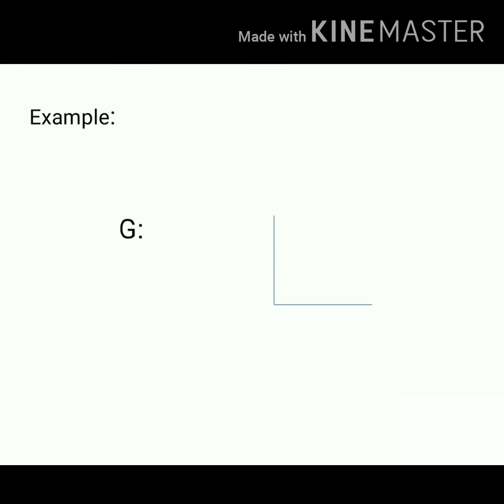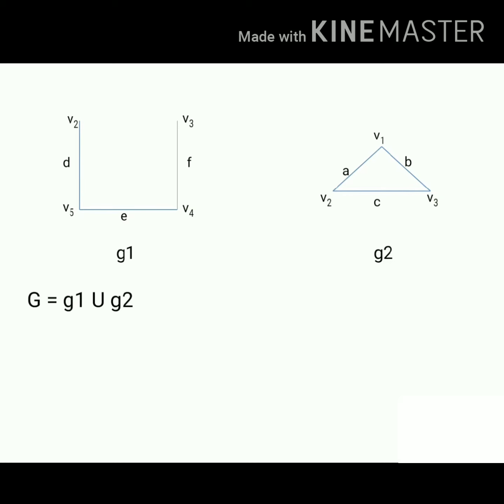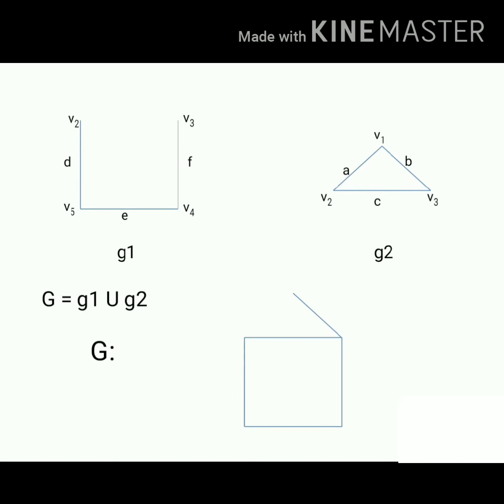So for example, consider a graph G that has vertices V1, V2, V3, V4 and V5, and A, B, C, D, E, F are the edges of that graph. That graph is decomposed into two graphs, G1 and G2. The graph G1 contains V2, V5, V4 and V3 vertices and D, E, F edges, and the second graph G2 contains V1, V2, V3 vertices and A, B, C edges. So when we merge these two graphs, it becomes G, the original graph.